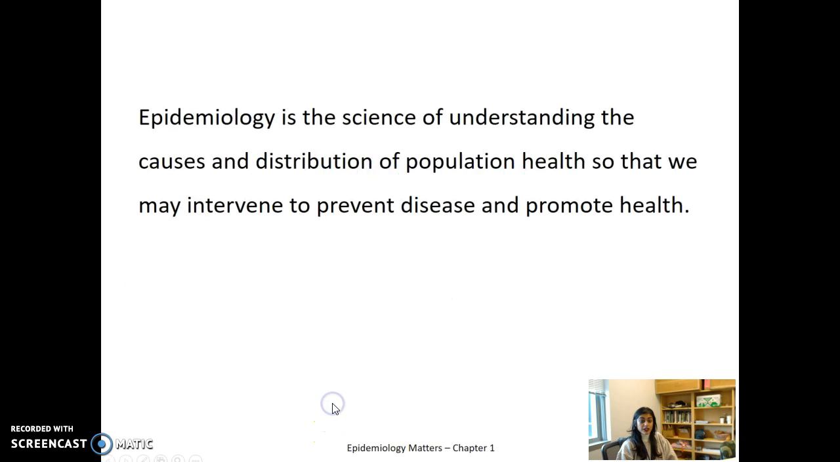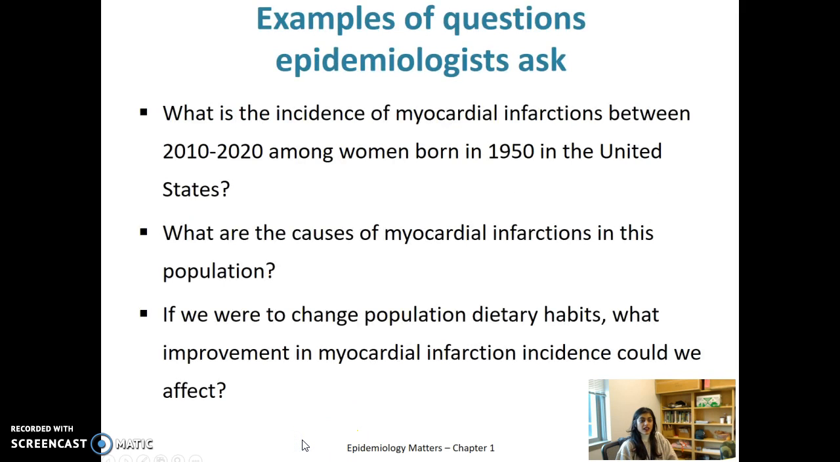So if you're unfamiliar with the term, epidemiology is the science of understanding the causes and distribution of population health so that we may intervene to prevent disease and promote health. Examples of questions that epidemiologists might ask are, what is the incidence of myocardial infarctions between 2010 through 2020 among women born in 1950 in the United States?